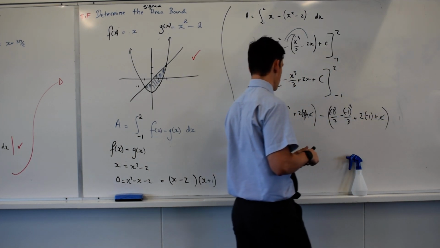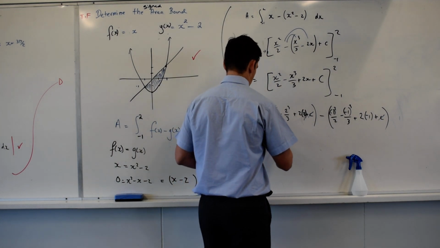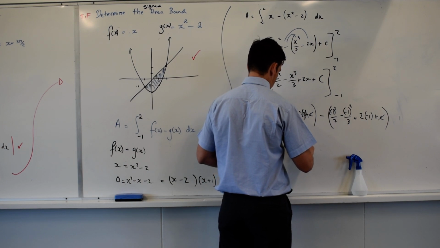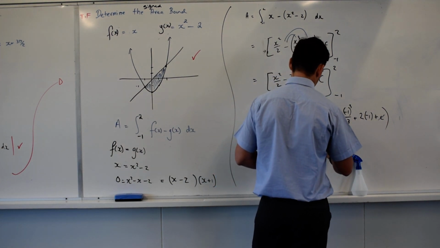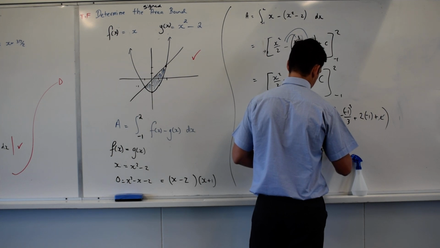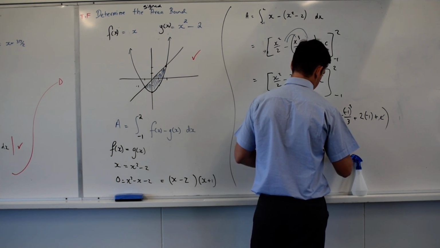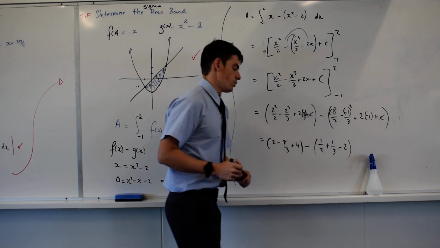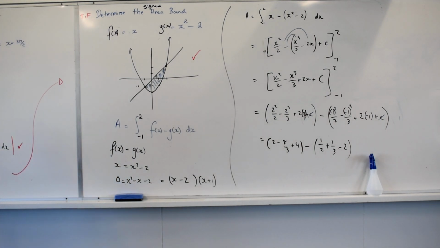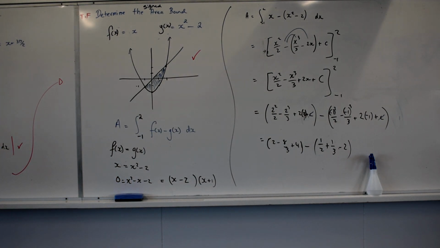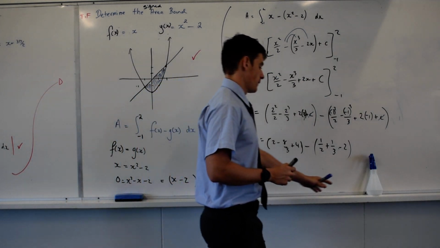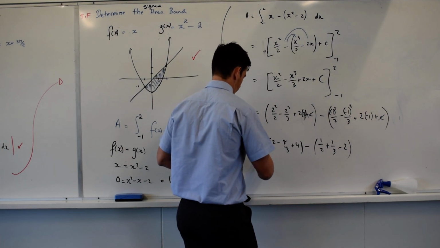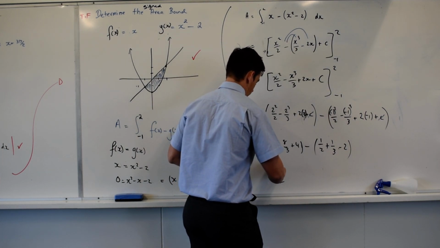We've got 2 minus 8 over 3 plus 4, minus 1 over 2 minus 1 plus 1 over 3 minus 2. We'd use our understanding of fractions and we can subtract those. What do we get as the final answer? What do you get? I get -10/3.